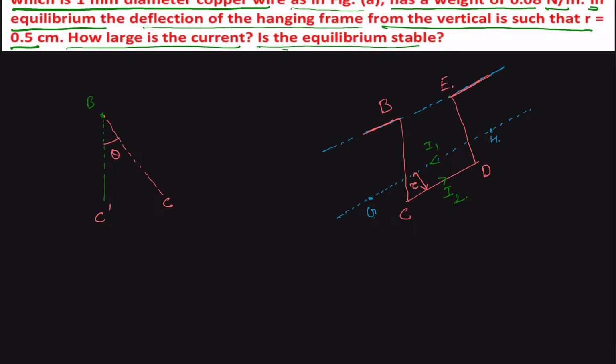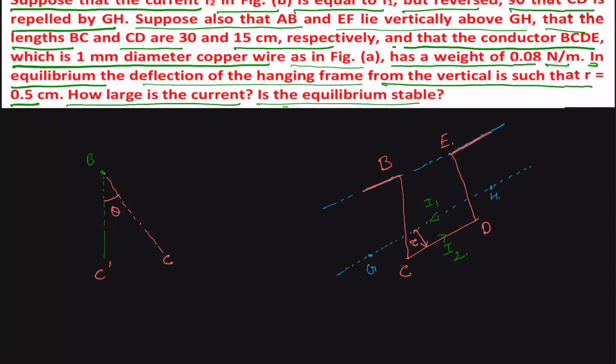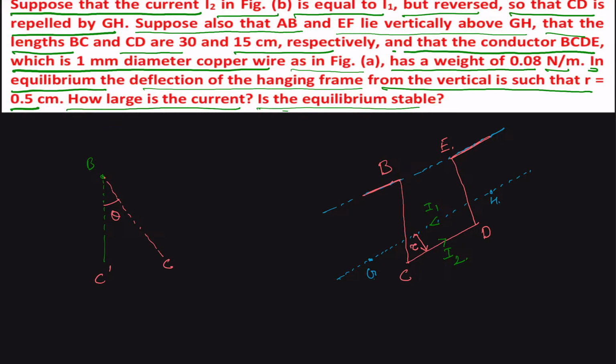So the value of the current is given that I1 and I2 are equal. So we have to find out this value of the current, and the respective lengths are given to us as our BC, as also our CD.